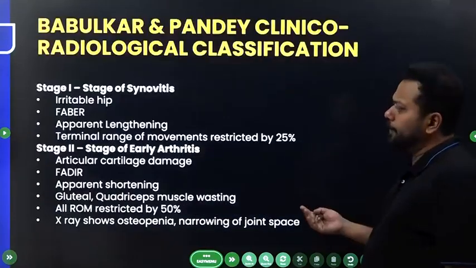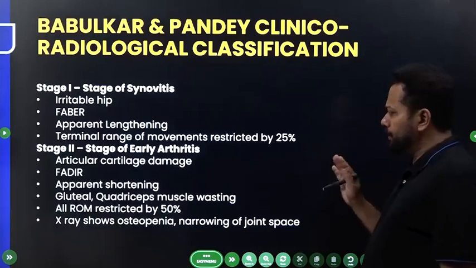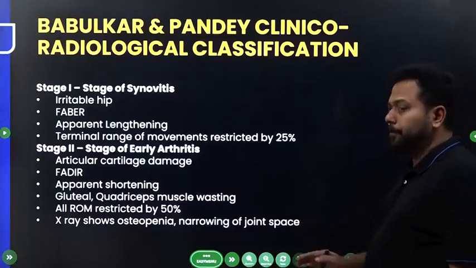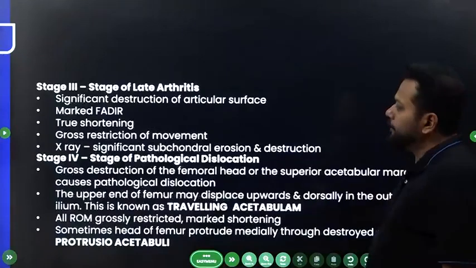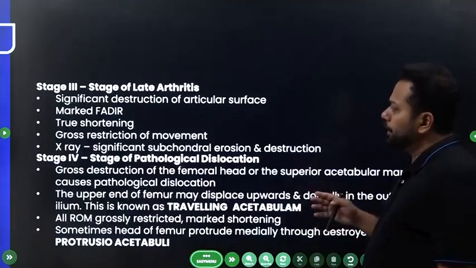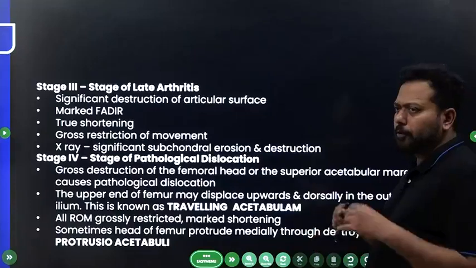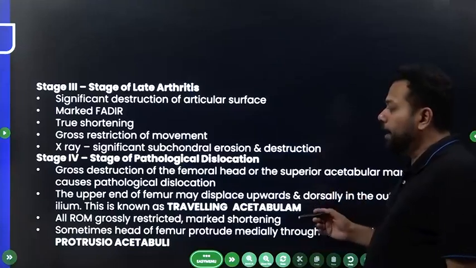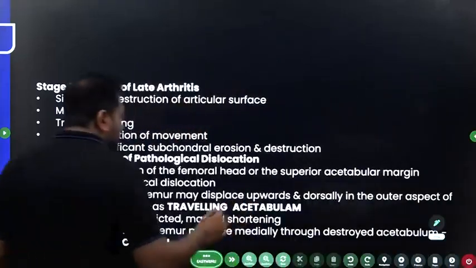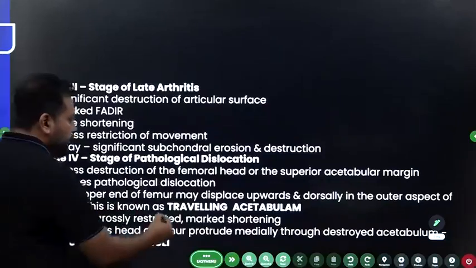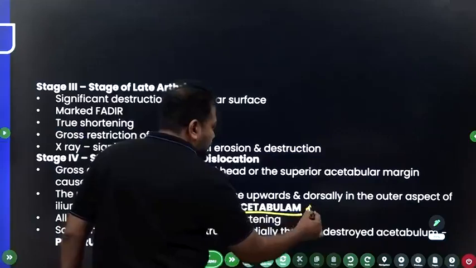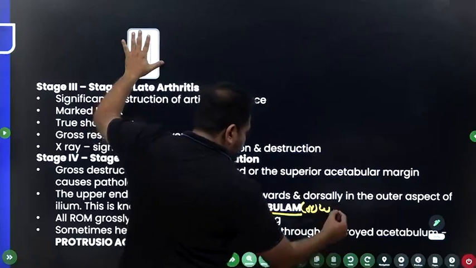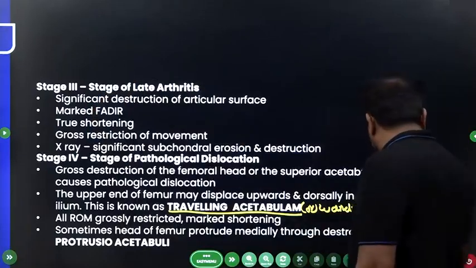In the stage of synovitis, just the terminal range of movement is restricted, by 25%. In the stage of early arthritis, all ranges of movement are restricted by 50%. In late arthritis, there is true shortening, significant destruction, and gross restriction of movement. In the stage of pathological dislocation, there is gross destruction of the femoral head, and the upper end of the femur may be displaced upwards and dorsally, onto the outer aspect of the ilium. This is called traveling acetabulum, otherwise called wandering acetabulum.